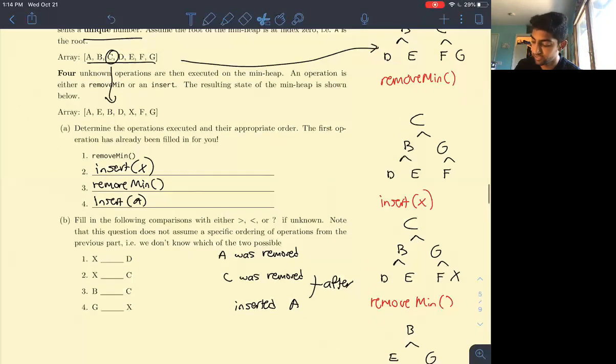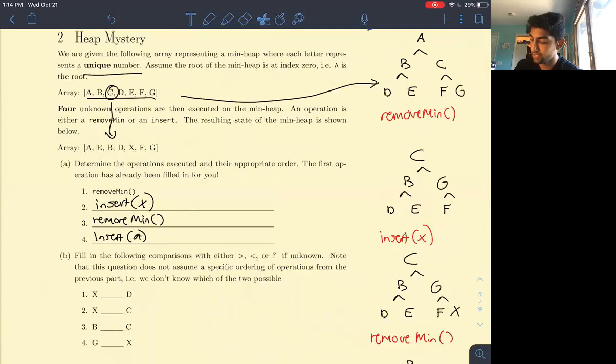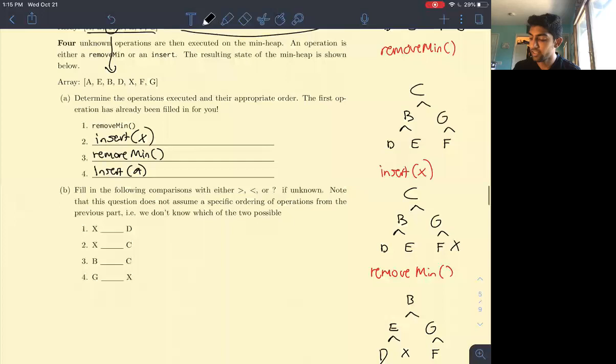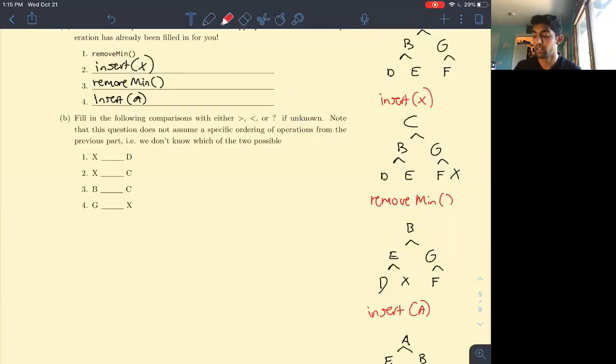Exciting. Let's quickly dive into part B, which isn't too difficult once we have these steps. Let's go over these comparisons. The first one is comparing X and D. Do we know if X is greater than D, or do we know if X is less than D? We actually don't. The reason for that is, let's just watch what X does.